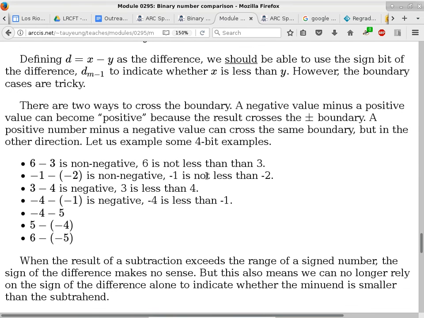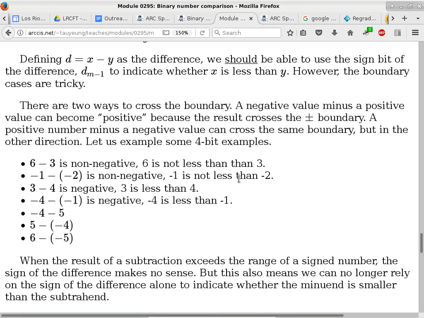So we'll go ahead and take a look at these examples. There are 4-bit subtractions. Okay. 6 minus 3 is non-negative. 6 is not less than 3. We good. Negative 1 minus negative 2 is non-negative. Negative 1 is not less than negative 2.